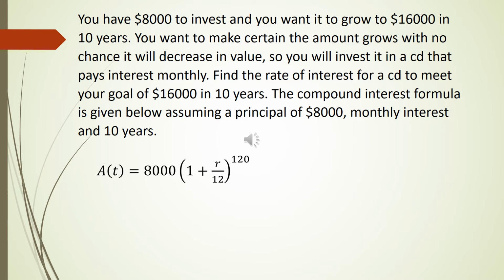The compound interest formula is given below, assuming we begin with a principal of $8,000 and we earn monthly interest, hence we'll divide our interest rate by 12, and the exponent will be the number of times a year you're granted interest times how many years, so 12 times 10.